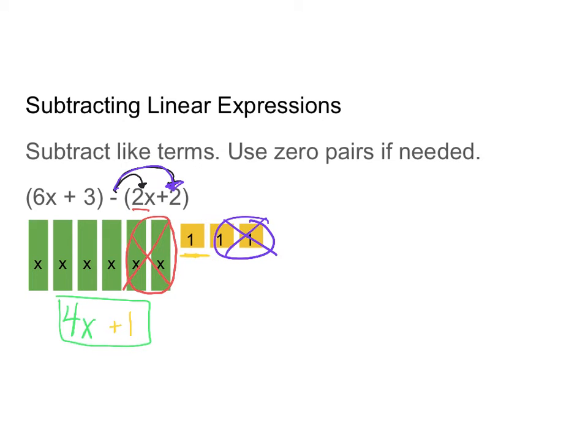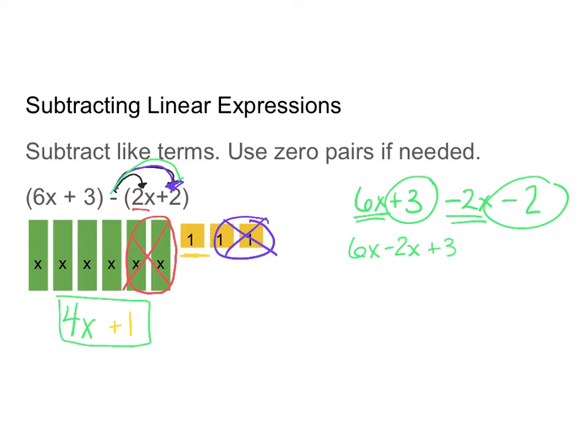Now, if I didn't want to use models, then what you would do is you would do 6x plus 3. You would subtract 2x, and then you would have to subtract the 2. And then you can combine like terms. So this would be 6x minus 2x, and then 3 minus 2. Okay, and then this would be 4x plus 1. Okay, let's go on to the next one.